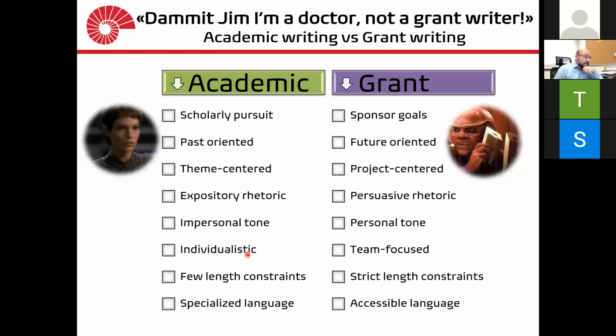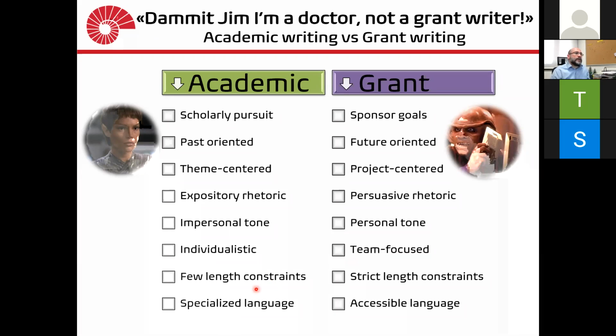Academic writing is, again, mostly individualistic. Primarily, it is a solo activity. Maybe in the social sciences and humanities, more so, one can argue. Whereas in most grant proposals, and of course, as we will be talking about, there are individual grants that you also write as a solo activity, but most funding proposals are team focused. You will be needing feedback from your future team members or from your current colleagues.